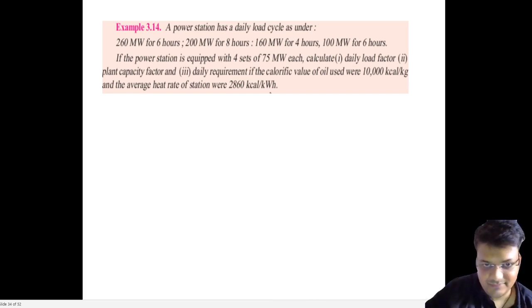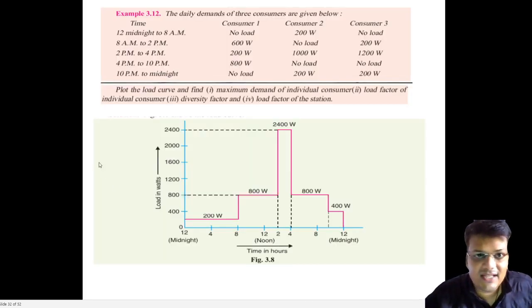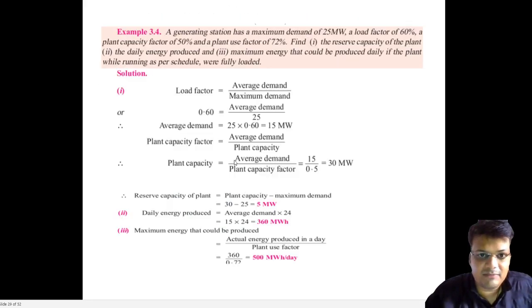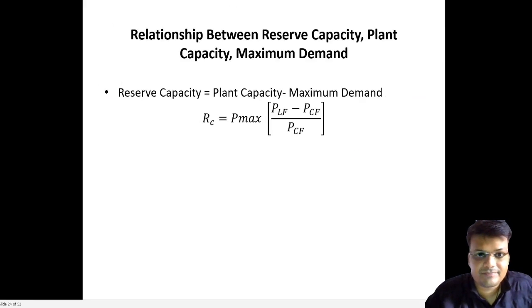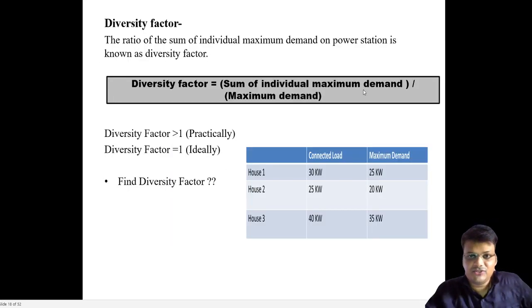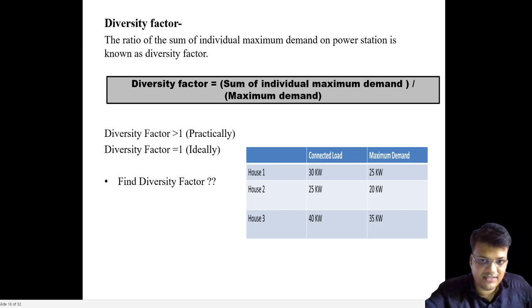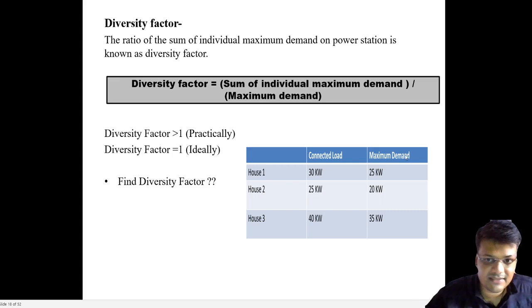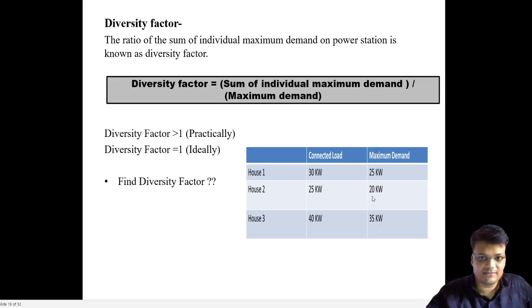Here they will ask in point of view of the load factor of the station. In the previous one, I asked for the maximum demand at a particular instant. Here, the sum of the individual maximum demands divided by the maximum demand is called the diversity factor. It is given by 25 plus 20 plus 35 divided by 35.